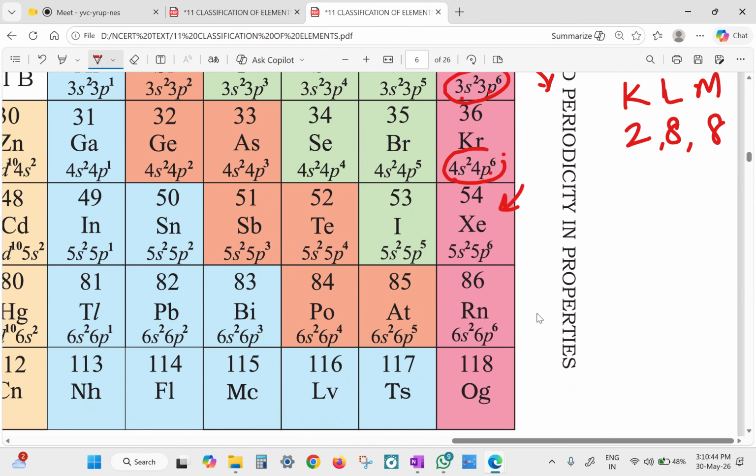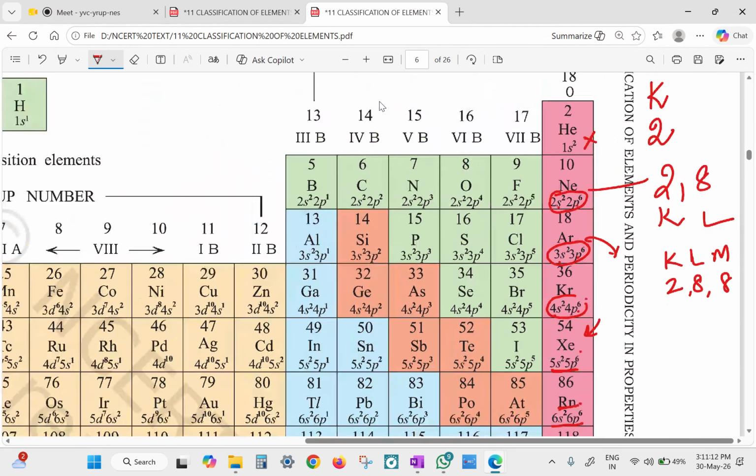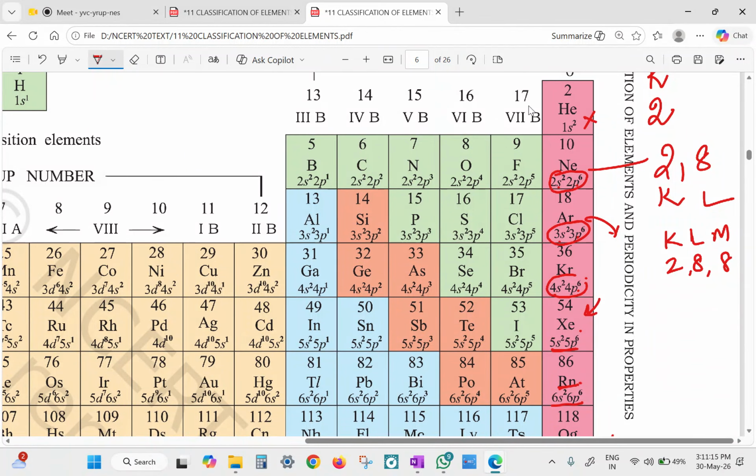So they have the same number of outermost electrons. For xenon, the outermost electrons are in the fifth shell, and in the fifth shell there are 8 electrons. In radon, it is the sixth shell containing the 8 electrons. Oganesson is the 118th element; obviously its configuration will be 7s2 7p6. Clear? Similarly, if you see the halogens, the group 17 elements are called halogens.